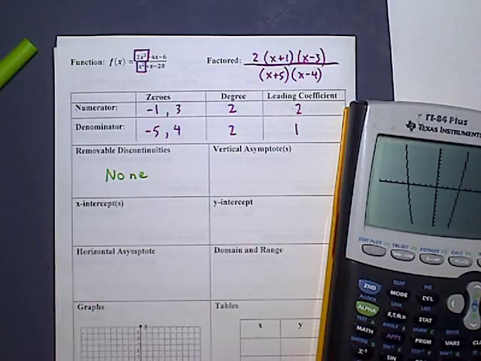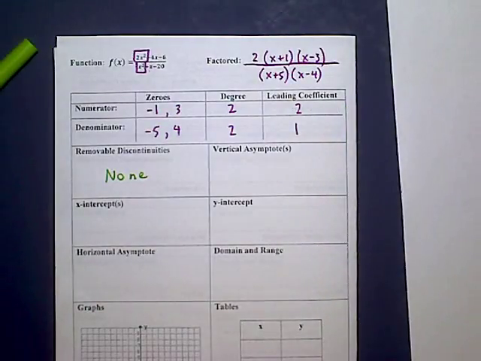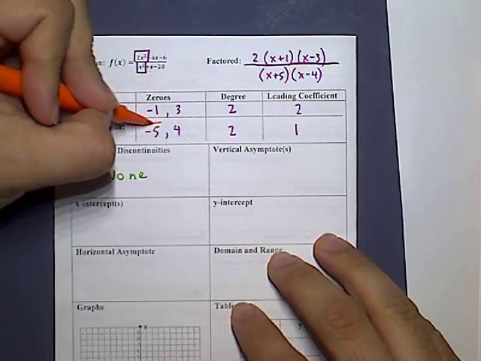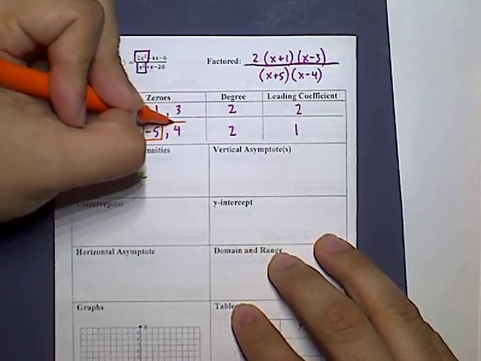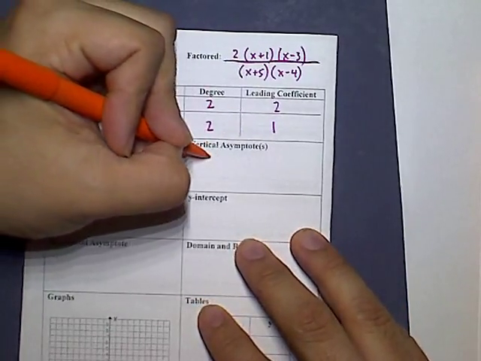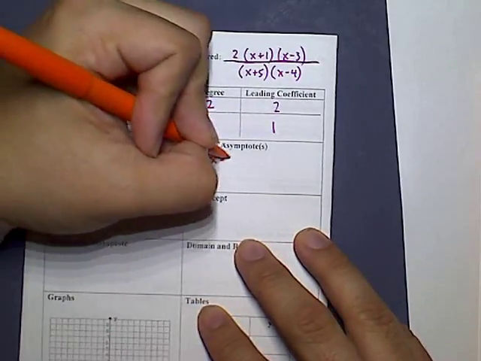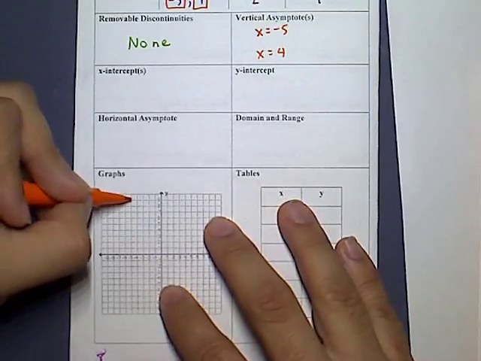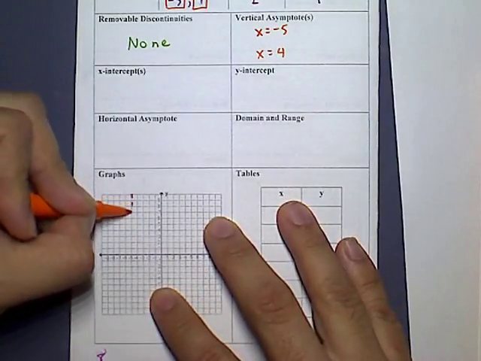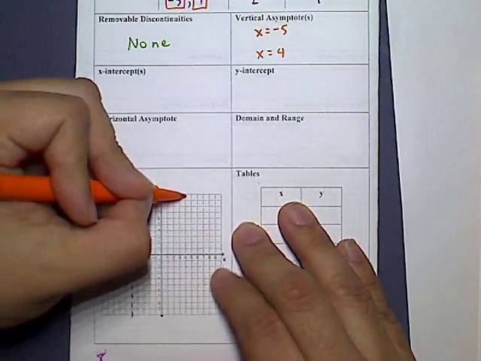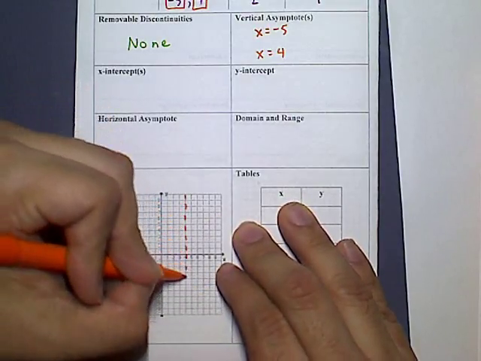For vertical asymptotes, we are looking for the zeros that appear in only the denominator. We have -5 and +4. So therefore we have two vertical asymptotes here: x equals -5 and x equals +4. I'm going to go ahead and plot those on here. A vertical dashed line on -5 and a vertical dashed line on +4.